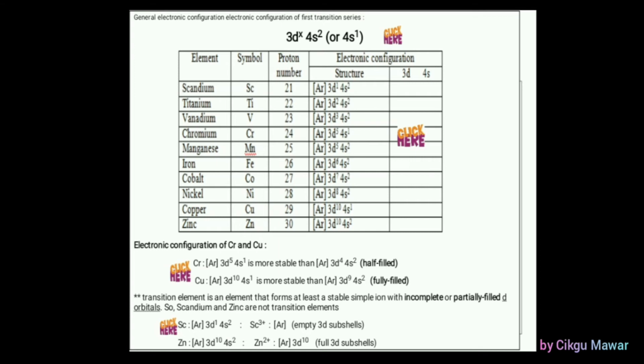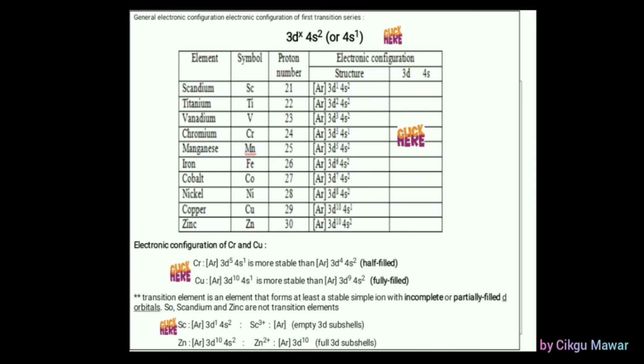For zinc, zinc has 3d10 and 4s2 orbitals. In order to form zinc 2+, it will remove the first 2 electrons from 4s2. So finally, it is left as 3d10. Once again, this 3d10 is a fully filled 3d subshell. So it does not obey the definition of a transition element, which is an incomplete or partially filled d orbital. That's why both are not considered transition elements.